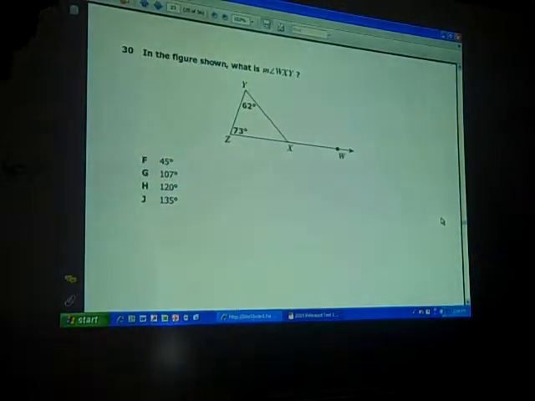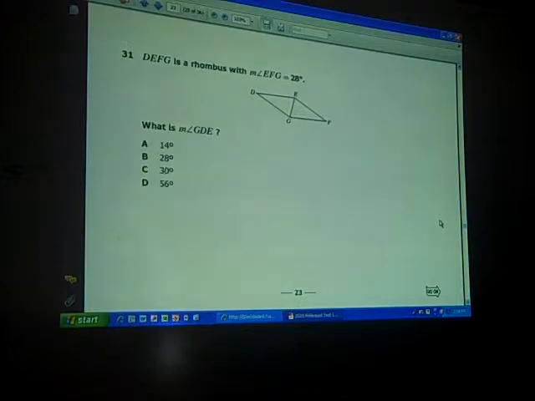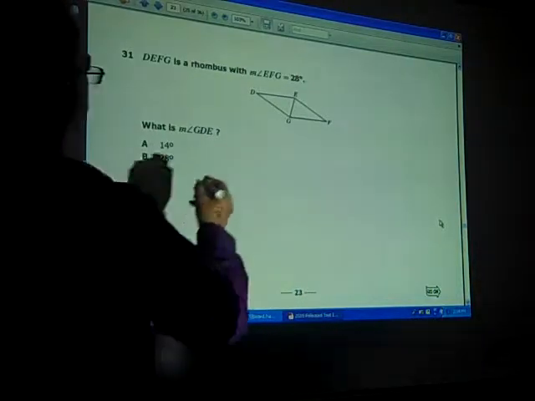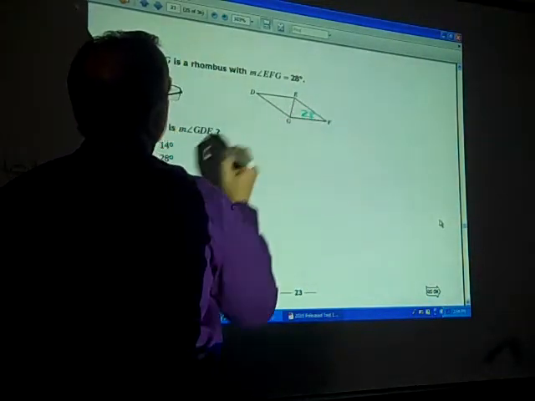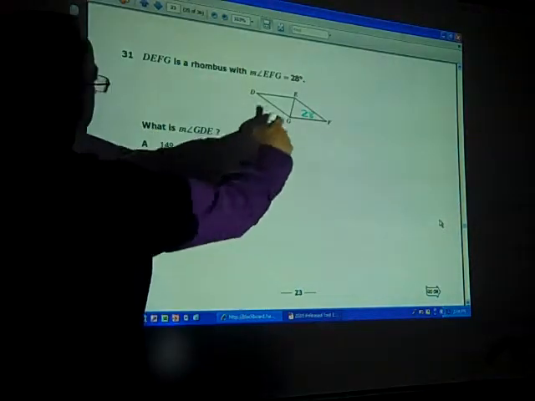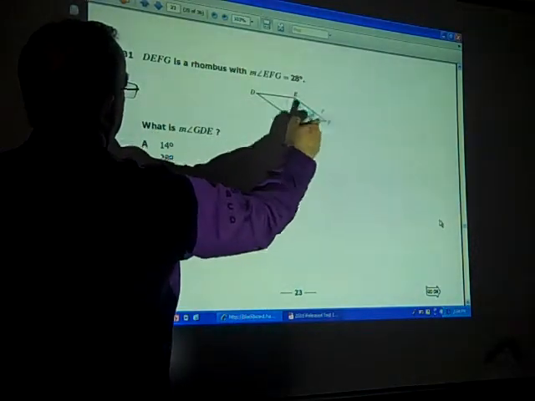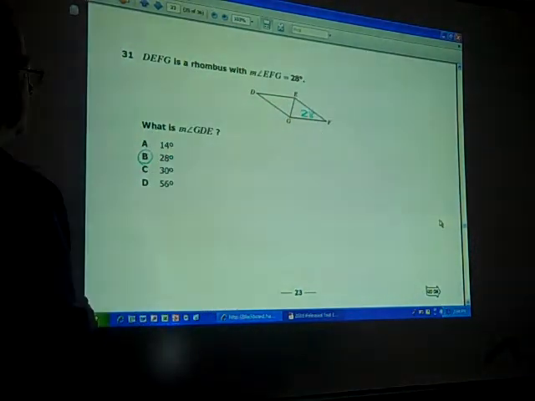Number 31. DFG is a rhombus, EFG is 28. What is the measure of GDE? If it's a rhombus, opposite angles are congruent, so it's 28.